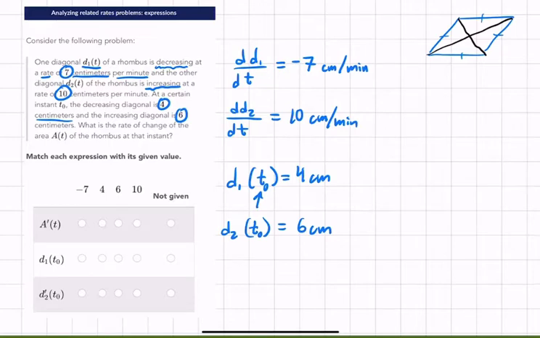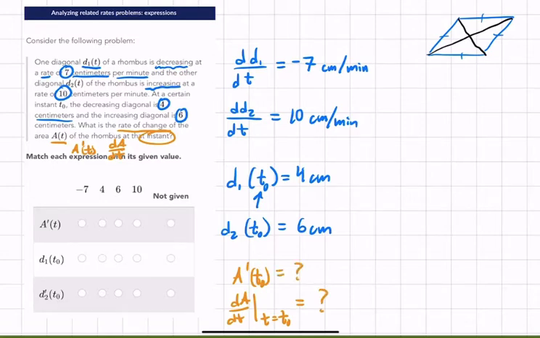Okay, now we're to the question. The rate of change of the area A of t. So the rate of change is A prime of t, or it can be dA dt. Okay, now it is saying at this instant. So what it wants is A prime of t naught, or you can say dA dt when t equals t naught. That one, you write more on that one, but I like the second way better. So this is what the question is. This is what it wants.